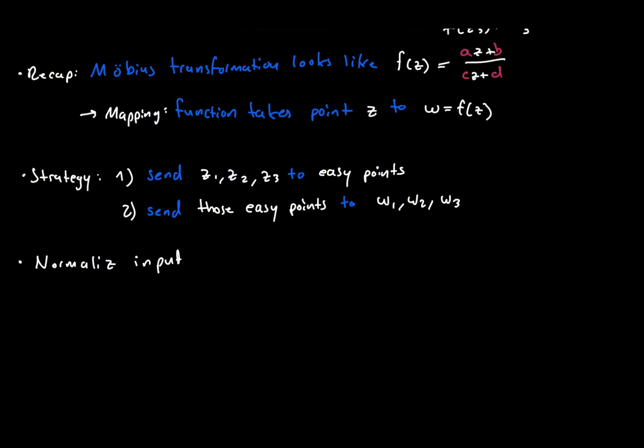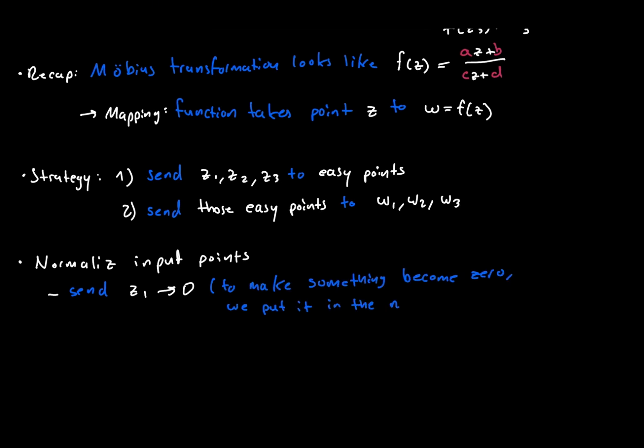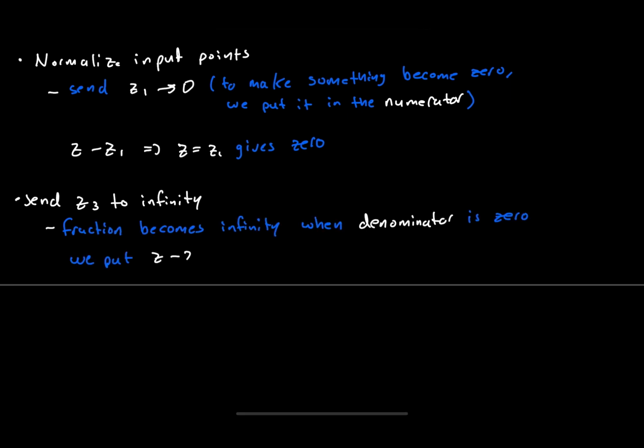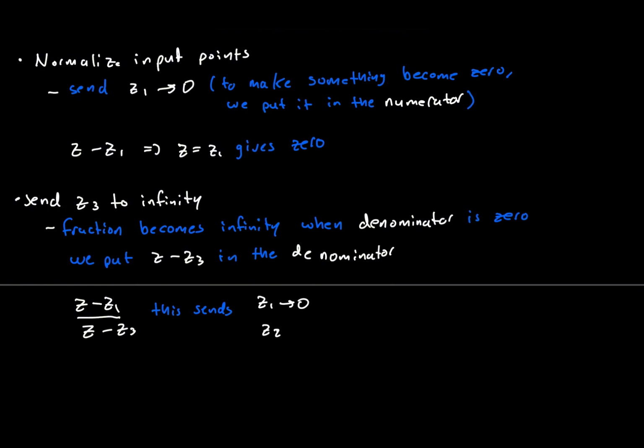First, we normalize the input points. We want z1 to become 0. To make something 0, we put z minus z1 in the numerator. Next, we want z3 to become infinity. A fraction becomes infinite when the denominator becomes 0. So we put z minus z3 in the denominator. Now we have (z minus z1) divided by (z minus z3). This sends z1 to 0 and z3 to infinity.